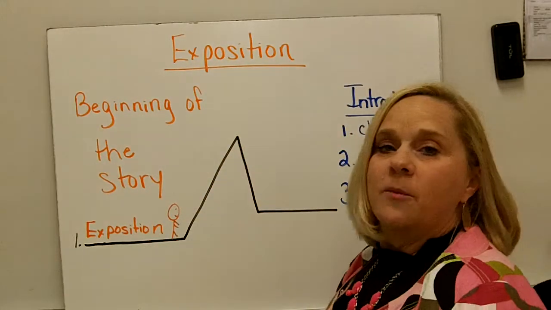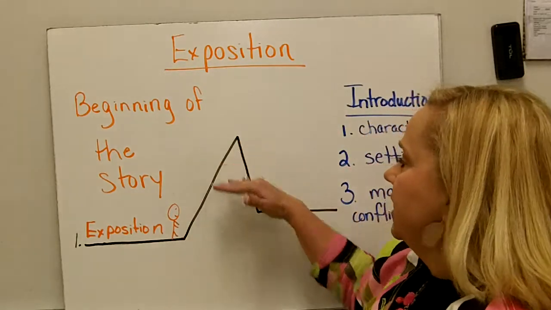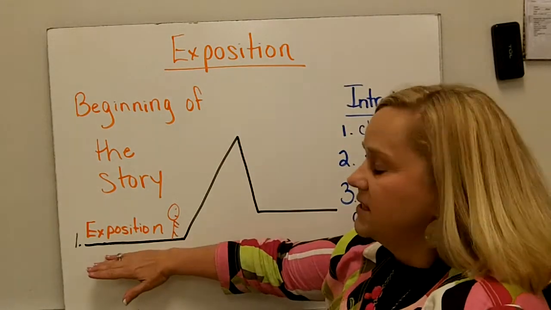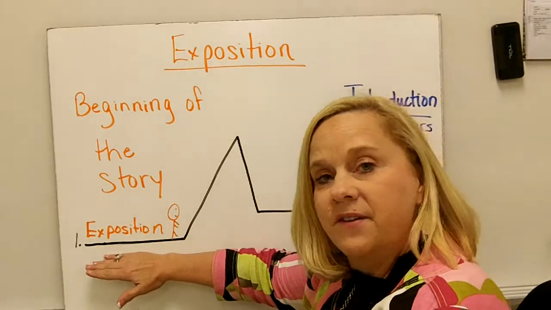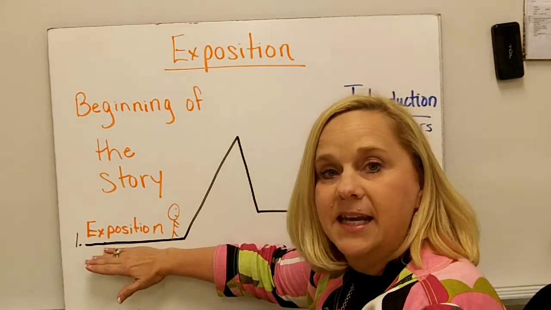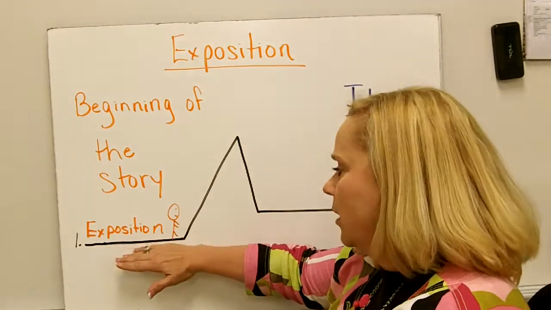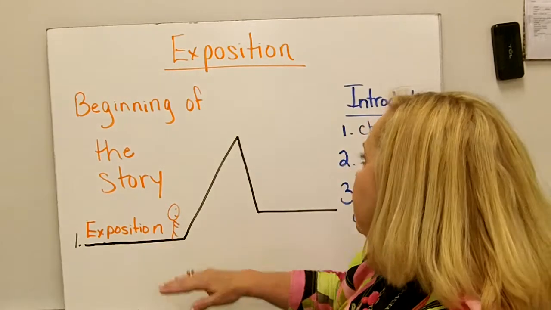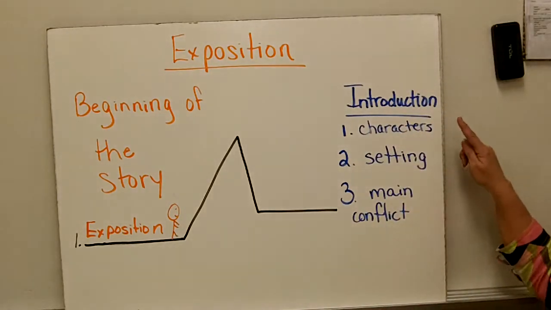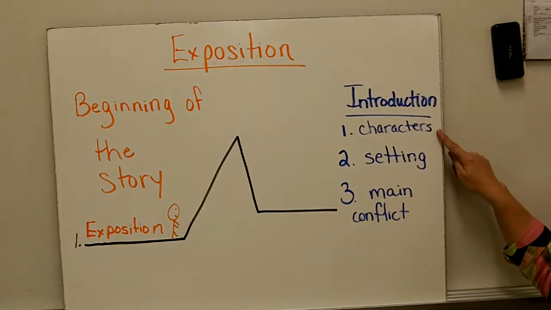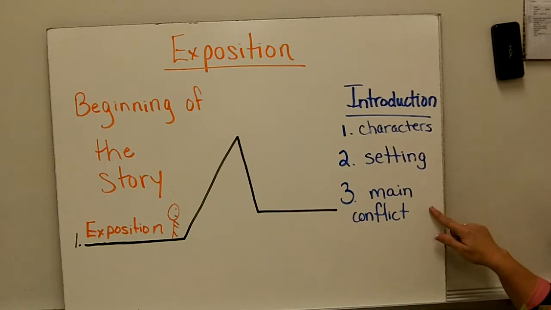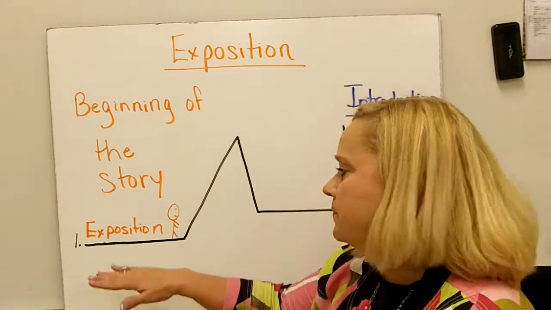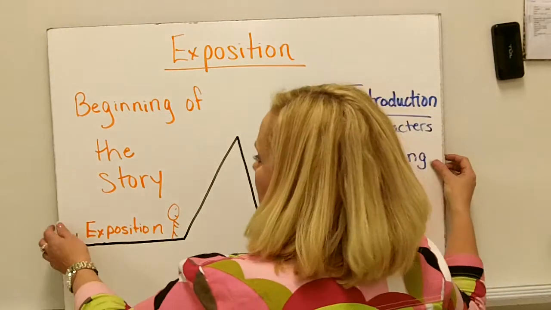The first part we're going to talk about is the exposition. If you notice here on my plot diagram, it's the very first position. This is the very first thing that happens, the beginning of the story. This is where you start the story, the exposition, and it's the place where you have an introduction of the characters, the setting, and the main conflict. So the very first part of a plot diagram is the exposition.